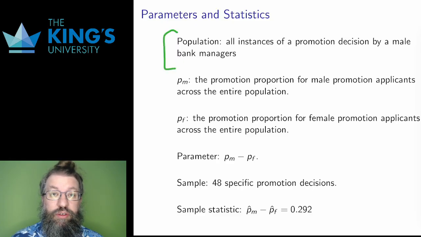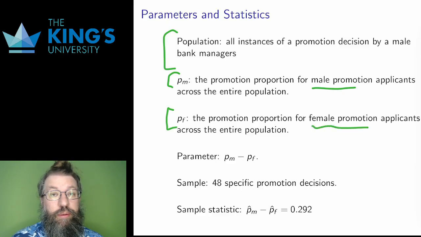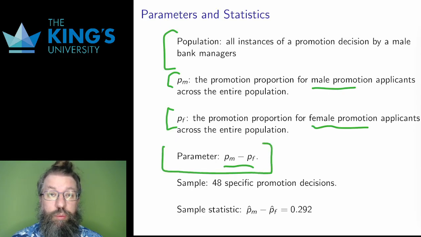Again, the population is all instances of promotion decisions made by a male bank manager. I can use P sub m for this value in the entire population of how many men were promoted as a proportion. Proportion is important here for comparison, since the number of promotion applicants in the entire population is not guaranteed to be perfectly split between men and women. Again, I can use P sub f for the proportion of the women who were promoted in this situation. And as I did in the last slide, I can look at the difference. This is a measure of how much men were promoted more often than women.